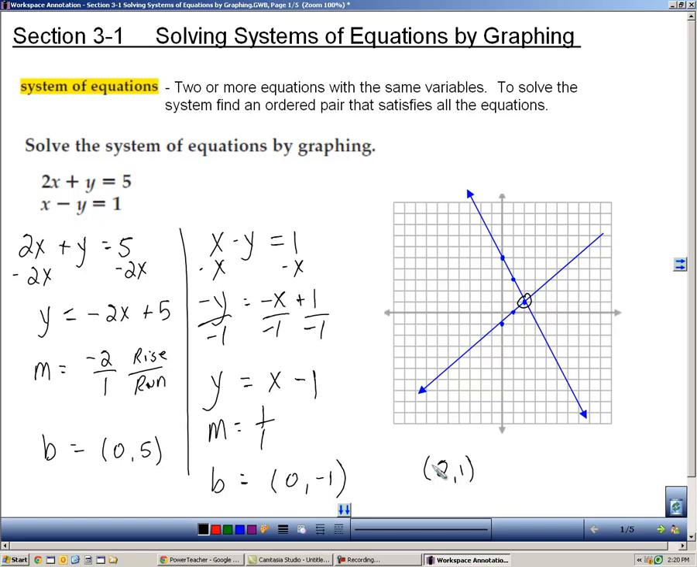Now we can't be sure when we graph that (2, 1) is the actual solution. So we're going to go back to our original problem and plug 2 in and see if it works, and plug 1 in. So 2 times 2 would be 4 plus 1 is 5, so it works in the first. And 2 for x minus 1 for y equals 1, so it works in the second. So we know that the solution of this system is the ordered pair (2, 1).